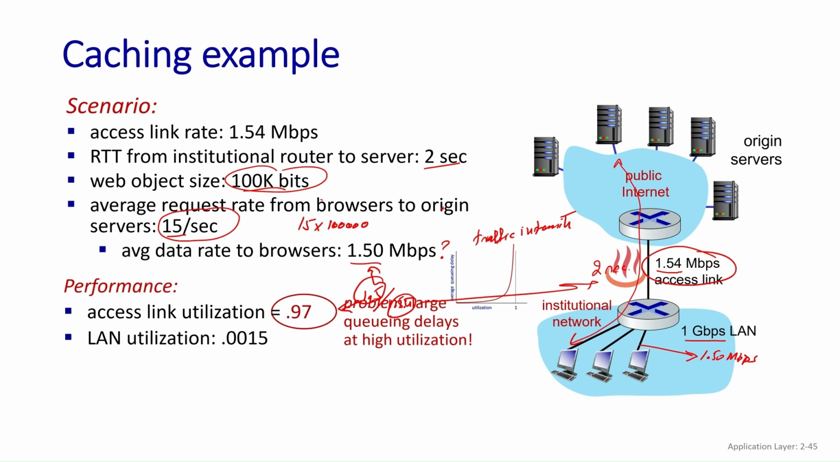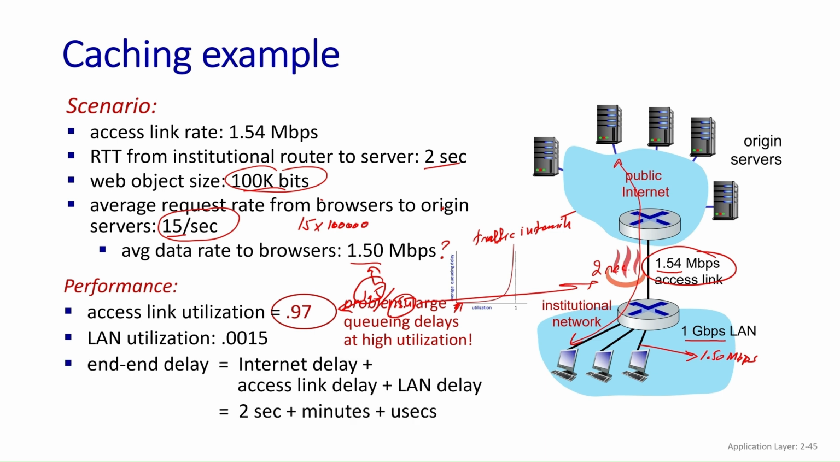Whereas the LAN utilization is 1.5 into 10 raised to the power 6 divided by 1 into 10 raised to the power 9. The answer is 0.0015. This is very good as far as LAN utilization is concerned, because we are somewhere near the low end, which means low queuing delay.